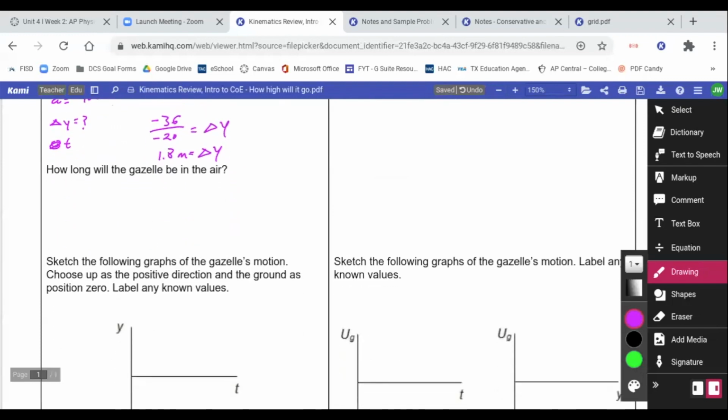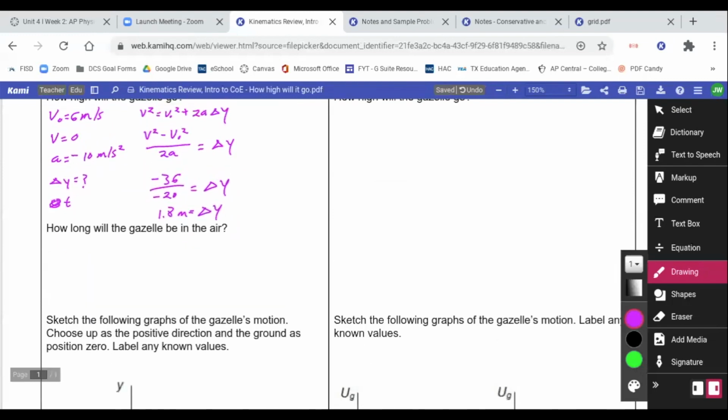How long will the gazelle be in the air for? I've got the same variables, but now I have more information. v naught equals 6 meters per second. Final velocity equals 0 meters per second. Acceleration is still gravity, negative 10 meters per second squared. Delta y we solved for equals 1.8 meters. And now we want to know time.